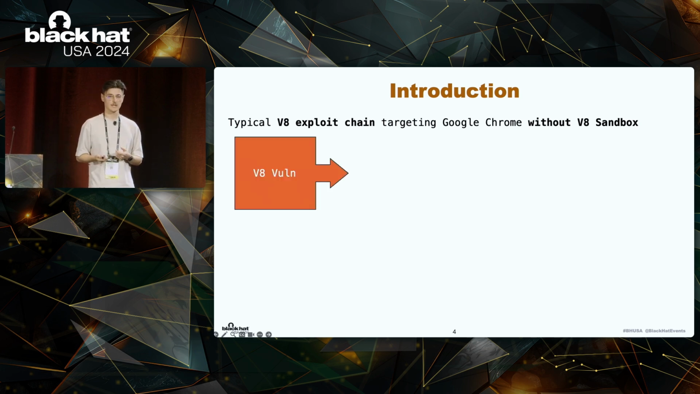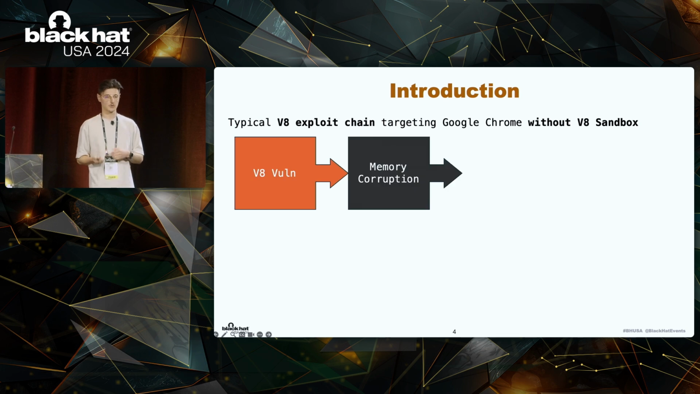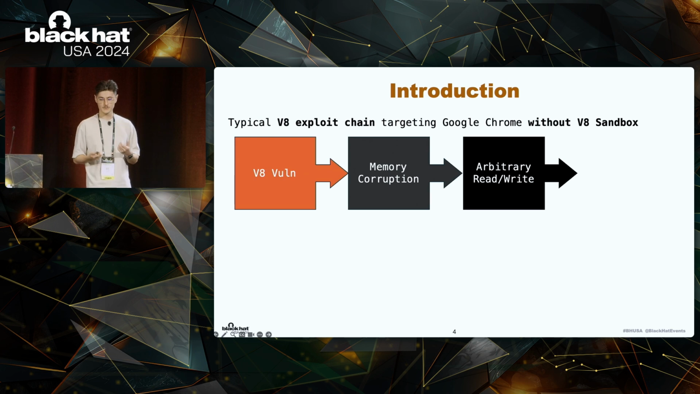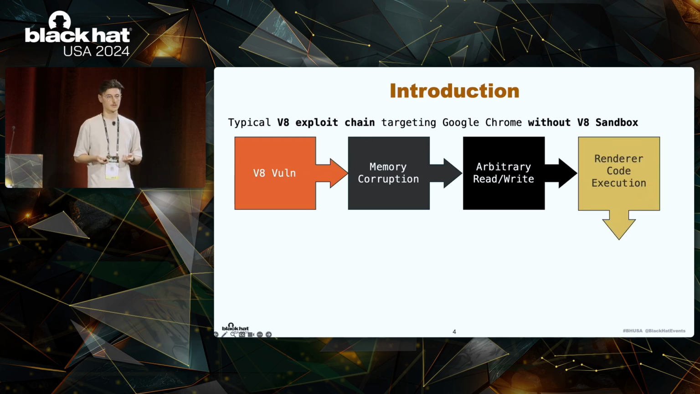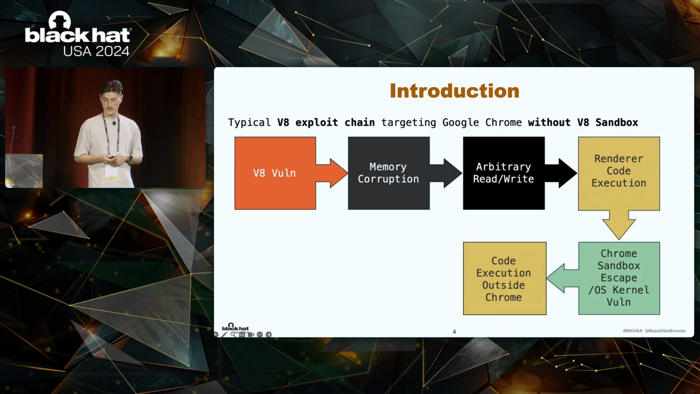So first, you will need a V8 vulnerability that will lead to memory corruption. That memory corruption, you will need to transform it into some arbitrary read-write that will give you render code execution. From there, you still need to find a Chrome Sandbox bypass or a vulnerability in the kernel in order to get some code execution outside of Chrome.